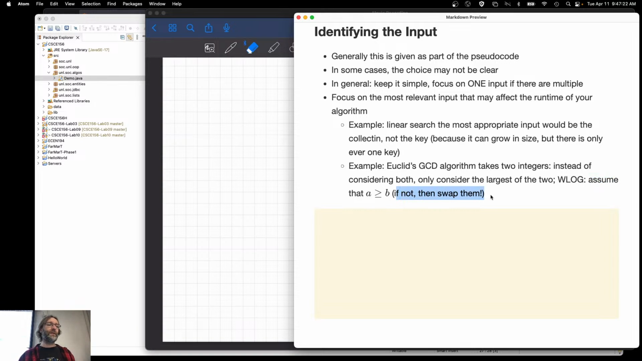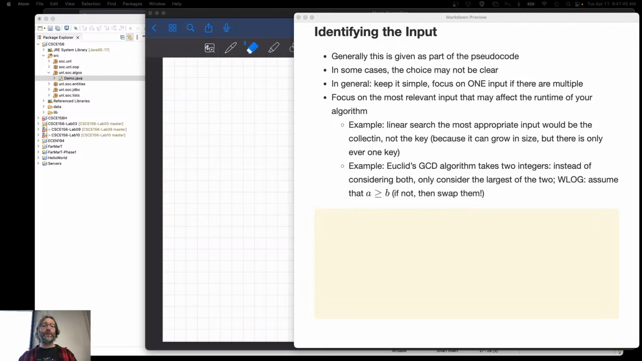Yeah, and then if you really, really wanted to consider both of these as your input, fine. The number of bits over here, the number of bits over here, if this one is less, then it's at most this many bits. So if it was 10 bits, and 20 bits, it's at most 40 bits, right? So just swap them. Identify the input, keep it simple, keep it to 1.